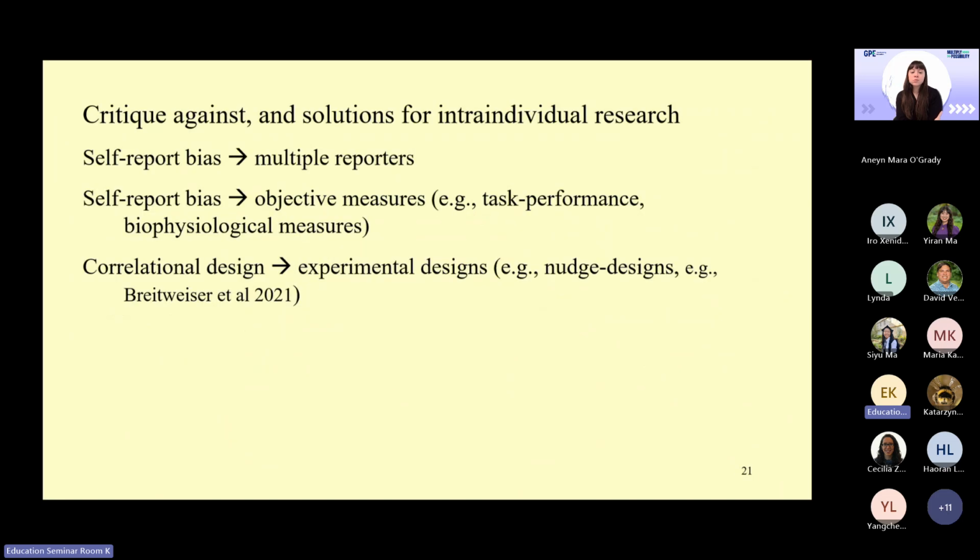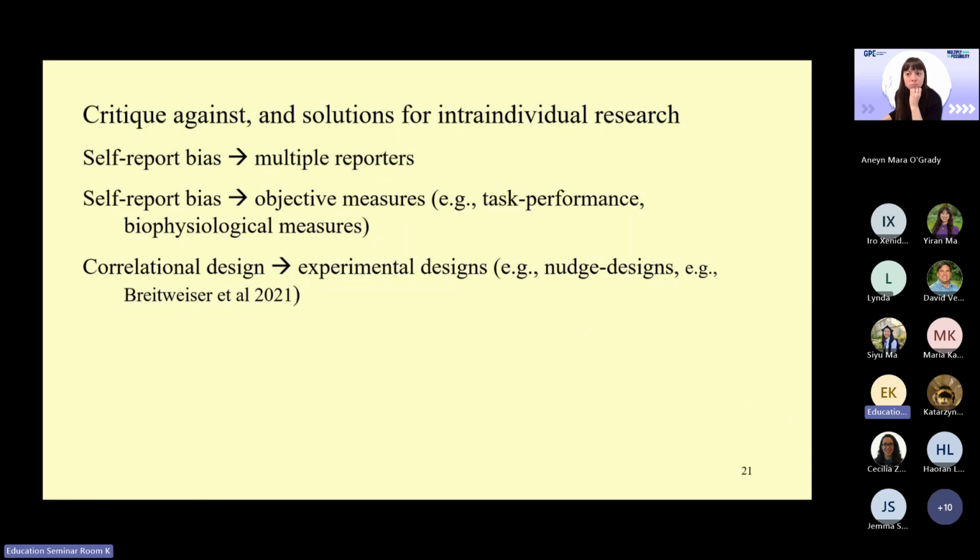So there has been quite a surge in studies like these in education and educational psychology, but also in other disciplines. And there's critique mounting against these studies. So first of all, the self-report bias here. If you rely only on self-reports, then reviewers and journals are beginning to turn these down and say, well, it's good to know what individuals think and feel, but we also want to see if we can link this, for example, with objective measures, for example, task performance or biophysiological measures.